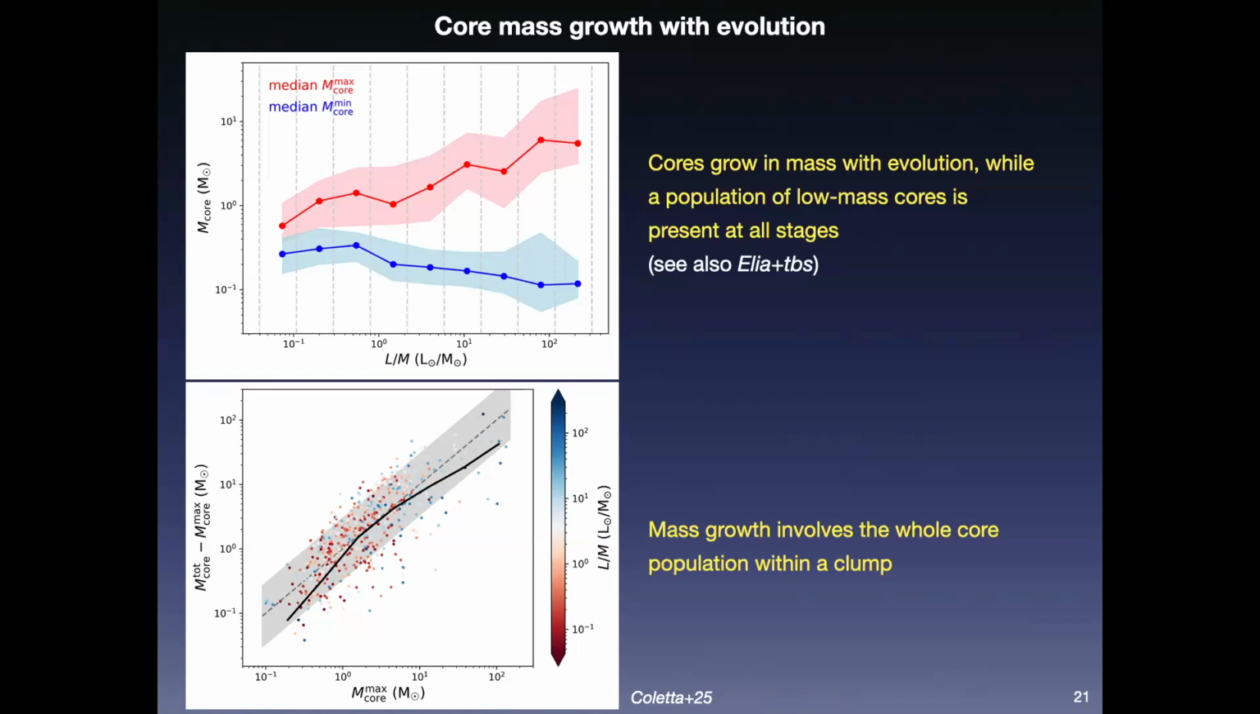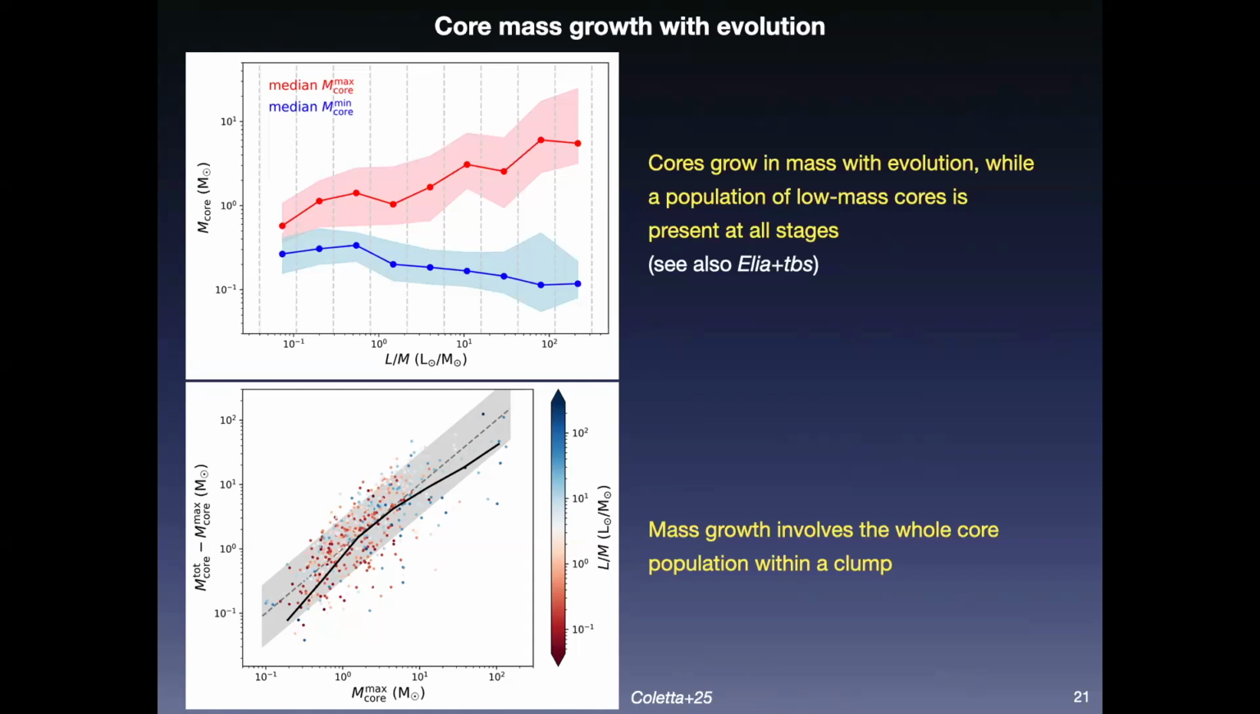and this seems to go in parallel with the simultaneous core mass growth for the higher mass cores. In the second plot, I tried to see if the core mass growth regards basically only the most massive one that could be, in theory, dominating over the core population of the clamp, or if it also involves the other cores within the clamp. So basically, on the y-axis here, I plotted the total mass in cores within a clamp minus the mass of the most massive one, in the x-axis, so as a function of the mass of the most massive core.